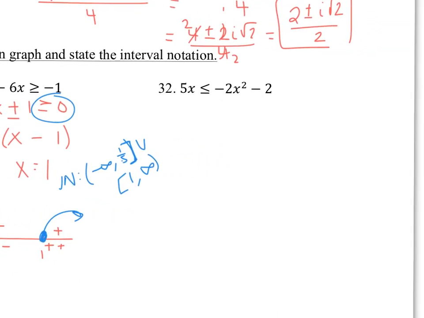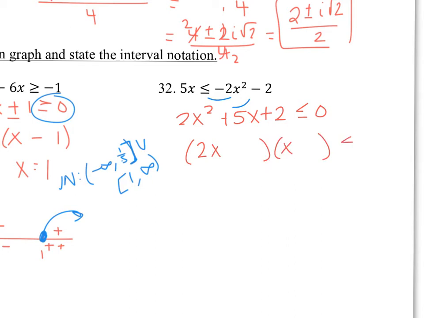If I go ahead and do this last one, I'm going to move everything to the left. So it'll be 2x squared plus 5x plus 2 is less than or equal to 0. So now I'm going to factor. Factors of 2 are 2 and 1. So add them up, I get 4 and 1, which makes 5. So x equals negative 1/2, x equals negative 2.